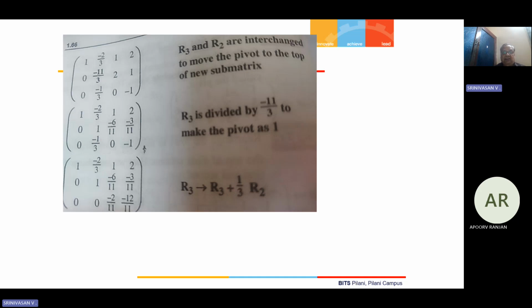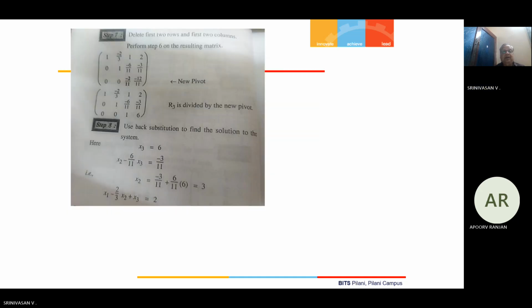So now, as usual, in the first set itself, only one operation is done. Then we rearranged. Then we ensured that the pivot is made 1. Now we go for R3 in terms of R2, in order to make this as 0. That's it. So now the last one, we have now the third row, third column, minus 2 by 11.